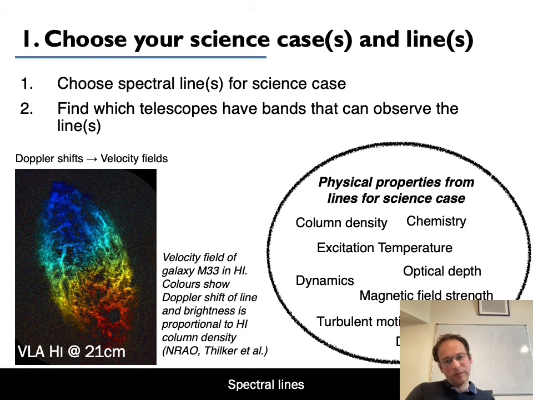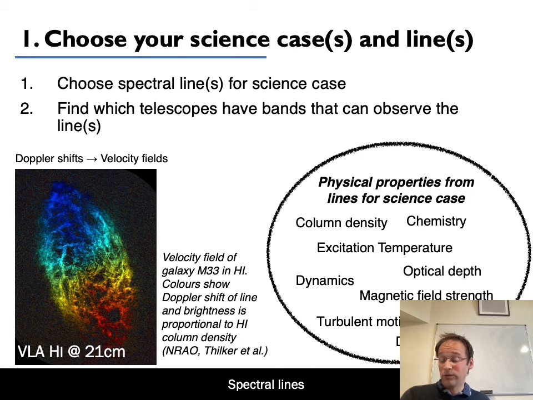I'm now going to go into a bit more detail about each of these steps. As I mentioned, the first step really is to obviously define your science case and which lines you want to use to achieve that science case. Once you've got that, you then want to choose the telescope that is sensitive in that band. For example, the Atacama Large Millimeter Submillimeter Array is a millimeter wavelength telescope that has receiver bands that are sensitive at those wavelengths, and there are specific spectral lines, such as carbon monoxide and other molecules, which you can detect using that telescope.